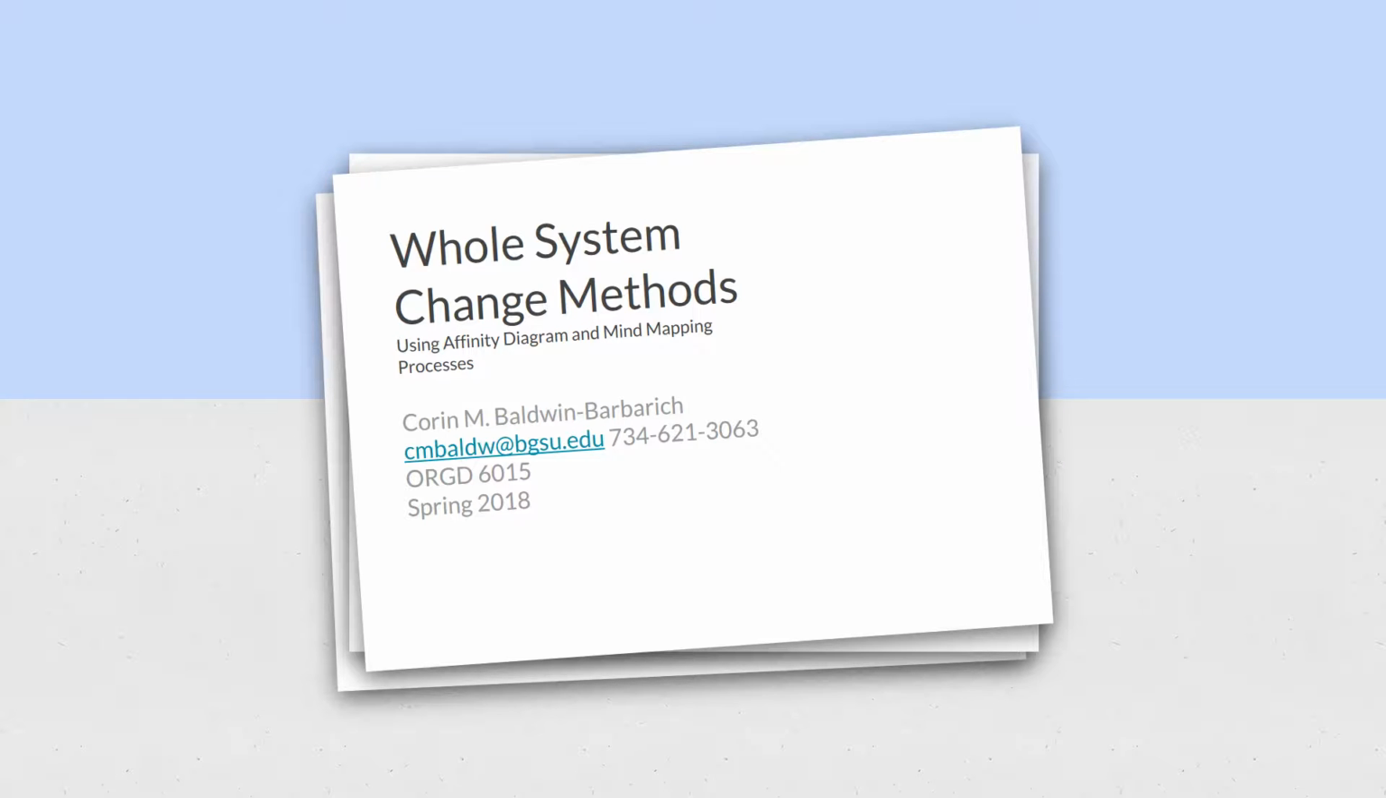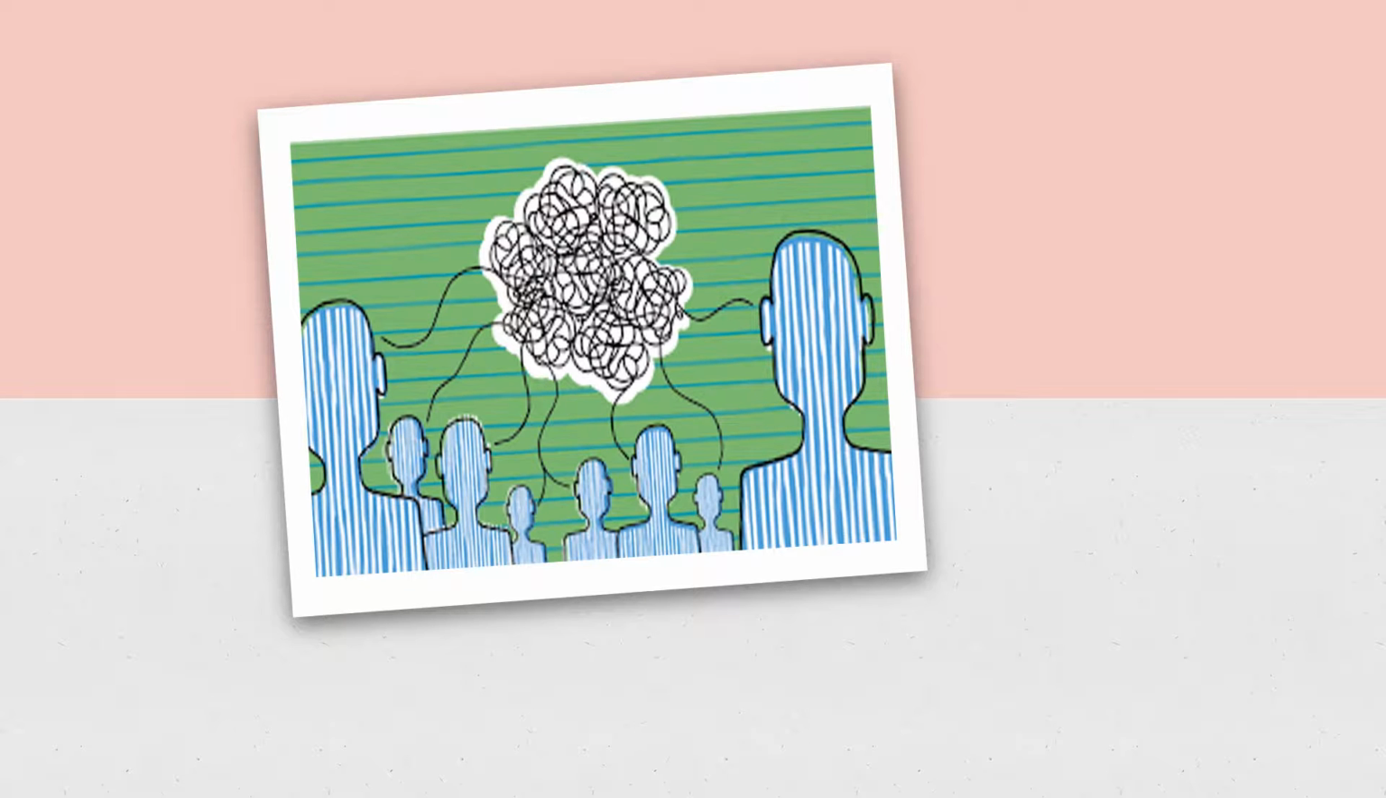This is Whole System Change Methods Using Infinity Diagramming and Mind Mapping Processes by Corinne M. Baldwin-Barbridge, a student at Bowling Green University. Whole system collaboration and change is described best by Steve Cady and Kathleen Danmiller in Whole System Transformation.